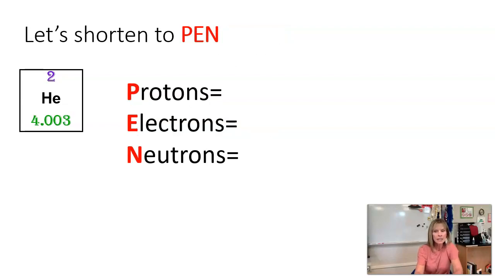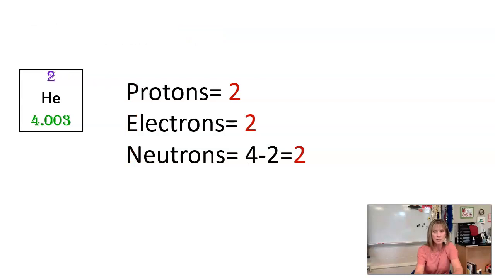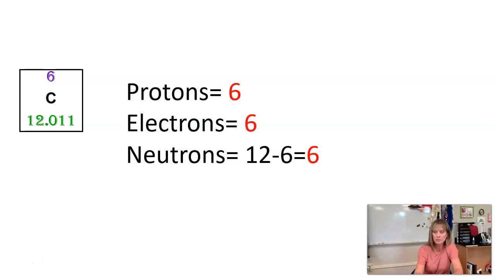Okay, so how many protons do you think there are? And how many electrons? I'm going to pop it in, but I want you to think for a second and see if you can work through it. And remember, neutrons is mass minus atomic number. So you have to do the rounded mass minus the atomic number to get neutrons. So what do you think? There's the protons, there's the electrons, and 4 minus 2 gives you the neutrons. Okay, how about carbon? 6 protons, 6 electrons, and 12 minus 6, 6 neutrons.